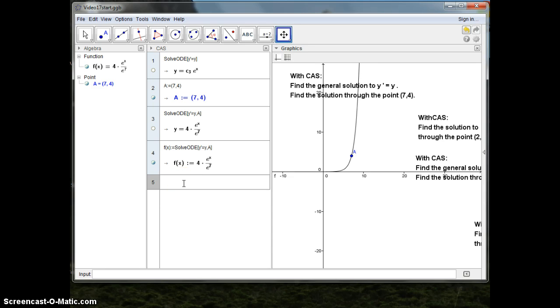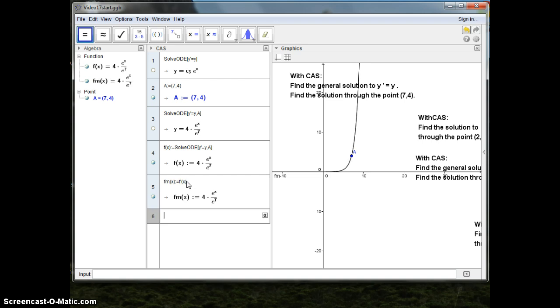Now I want to make a check. Is this really true? So I'll make a differentiation of this function, call it fm of x equals f mark x with a bracket like that. And I can see that f of x and f mark x are the same, as it should be. That was my original equation up here. So that was my first task.